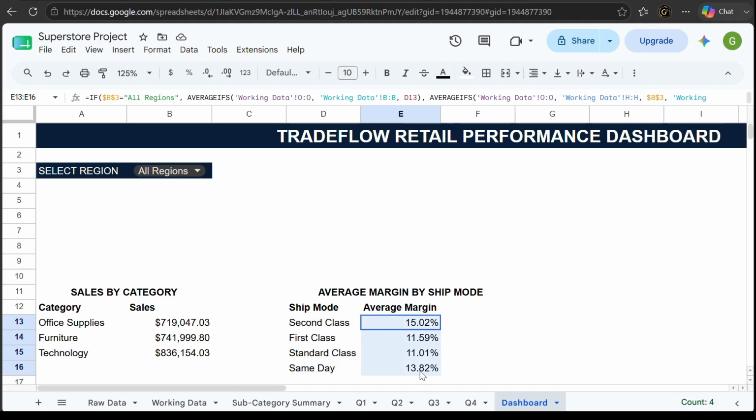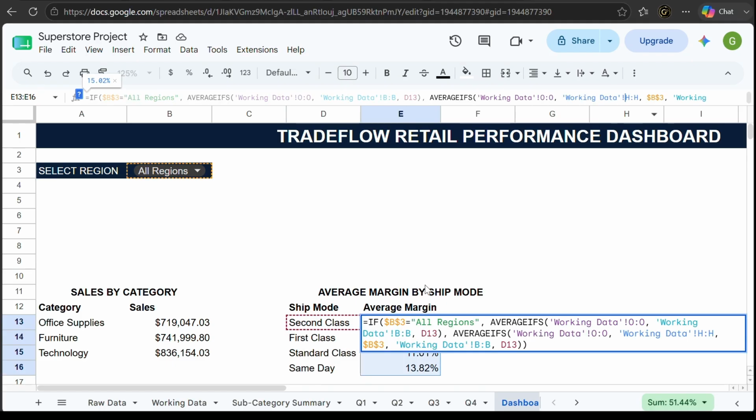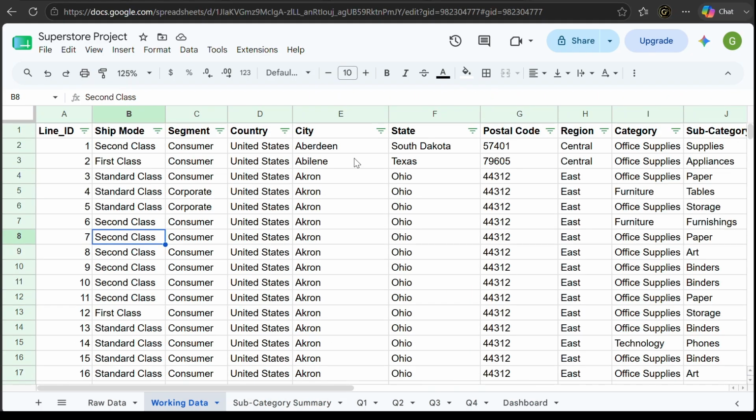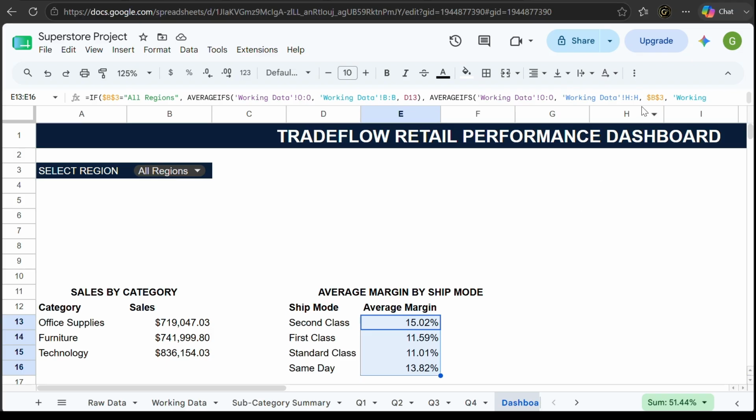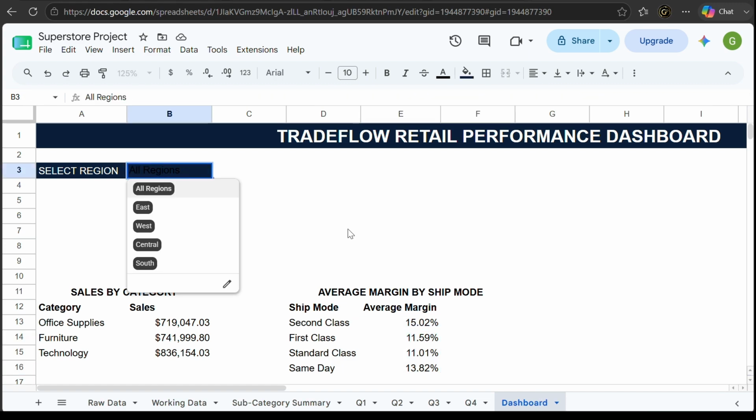Is going to work on this. Now, what is the second part of this doing? We had working data and they were referencing what H. Where is H? H is what region. So we are basically saying now we're also going to do the same thing, but now do a filter that says, okay, anytime I change any of these regions, the average margin should filter based on that particular region.